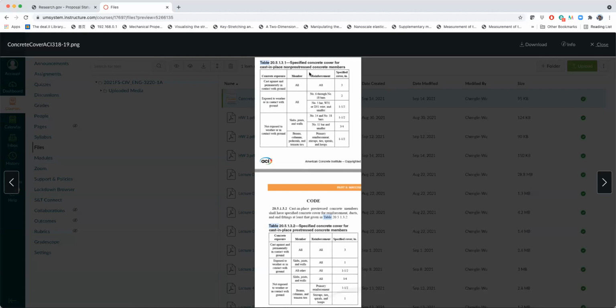So there's table 20.5.1.3.1. This should be in the ACI code as well. So what we're dealing with here is concrete exposure. Let's say that if we have concrete cast against and permanently in contact with ground, this is what we're dealing with. Now the latter table, 20.5.1.3.2, is for pre-stressed bars. We usually don't have pre-stressed bars in this course. All of us should use the first table, which is for non-pre-stressed bars.